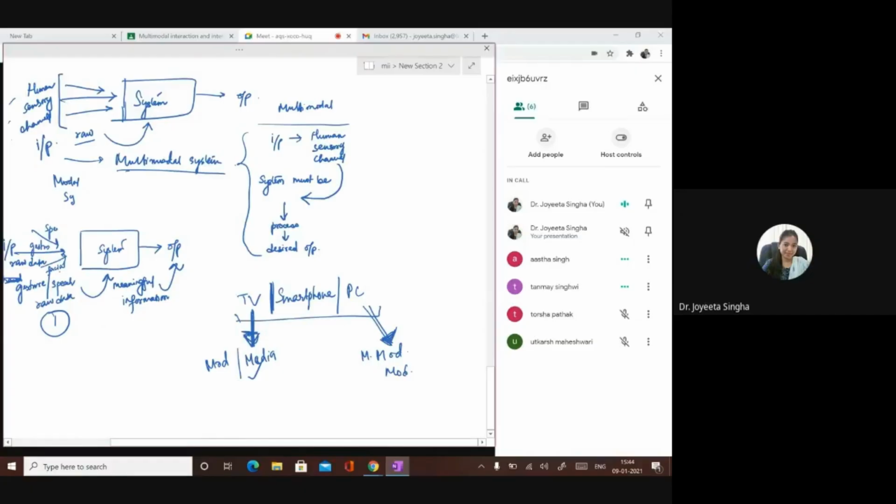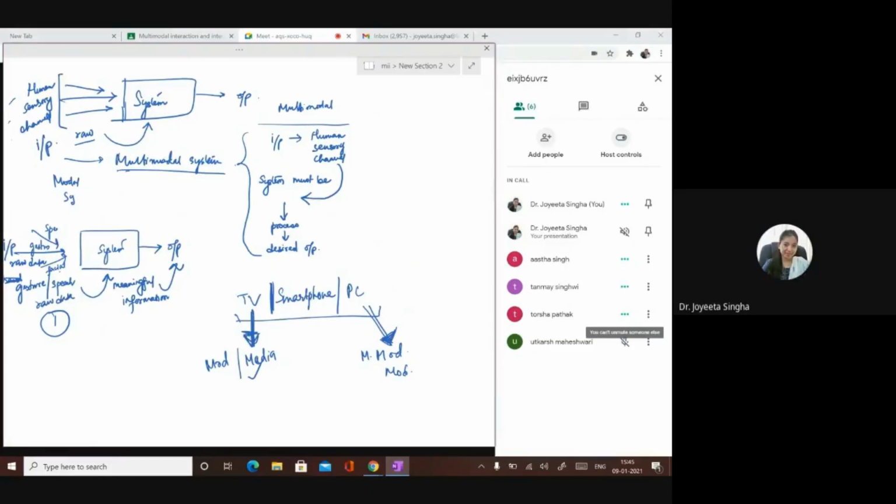Let me ask someone else. Torsha. Ma'am, I am confused about why it cannot be both. Ma'am, it can be multimedia also, right? Because multimedia, if we are focusing on the output side, then it would be multimedia. If we are focusing on the input side, then it would be multimodal.